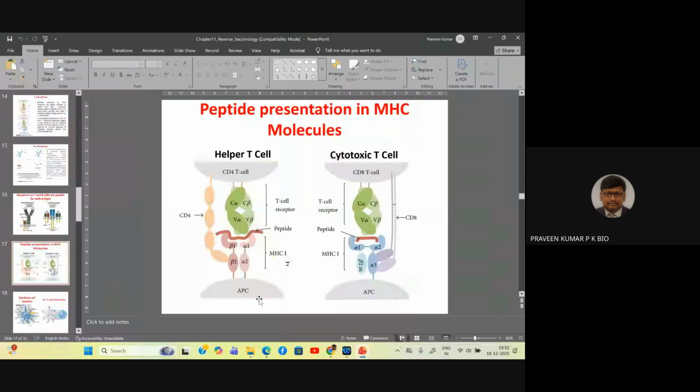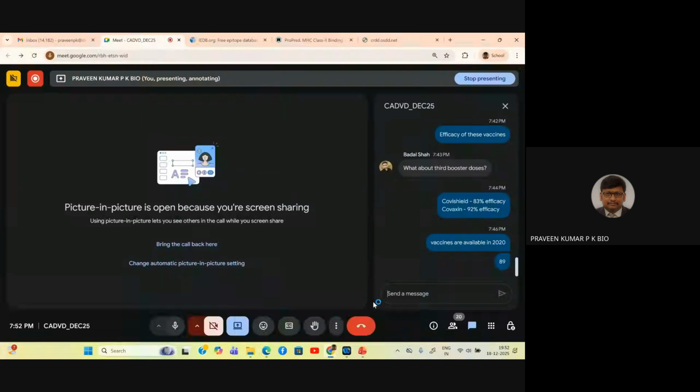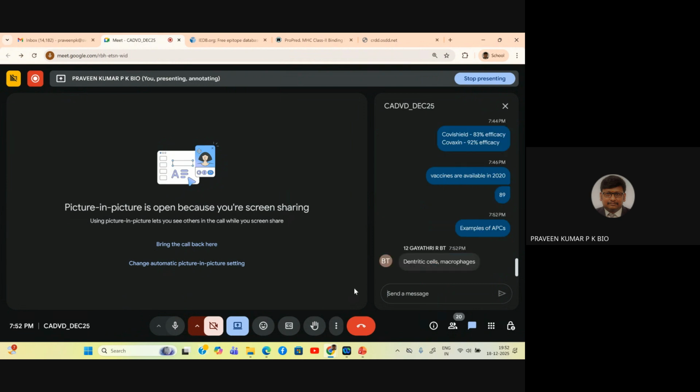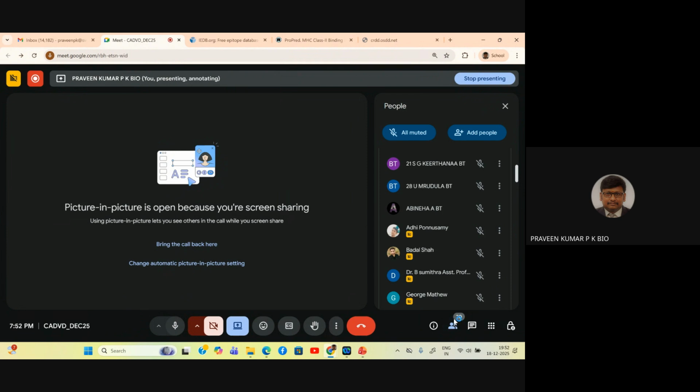So, can you tell me what are the examples of APC? Often I am showing you APC. What are the examples of antigen presenting cells?